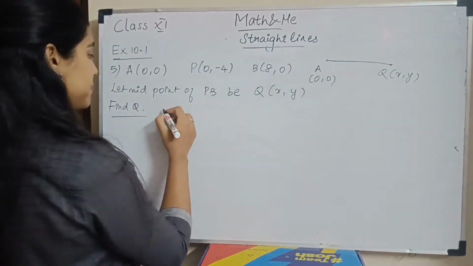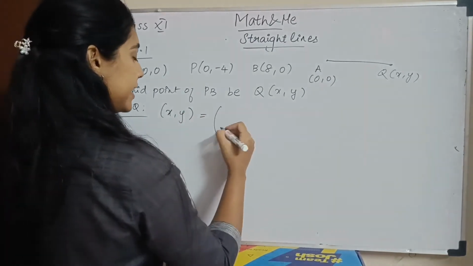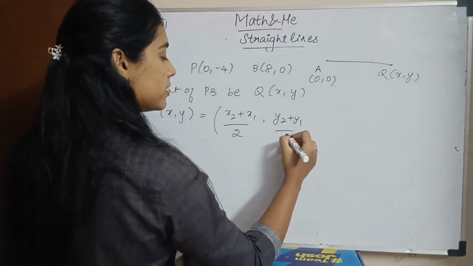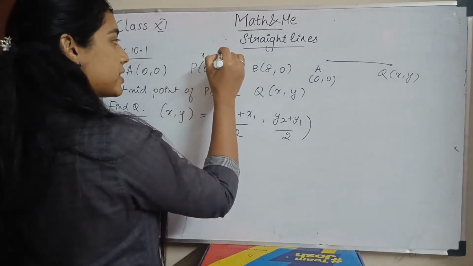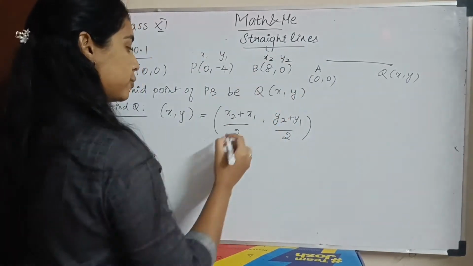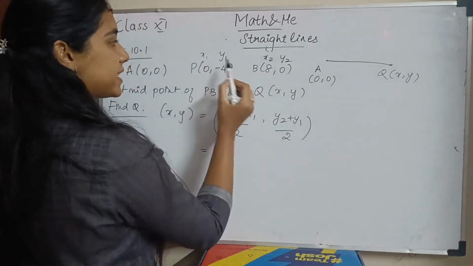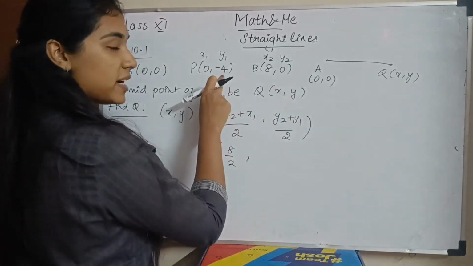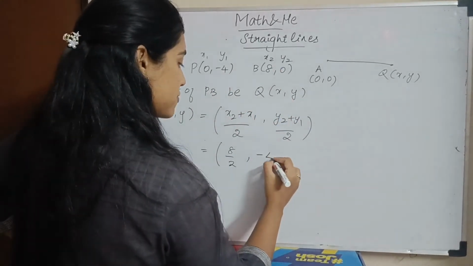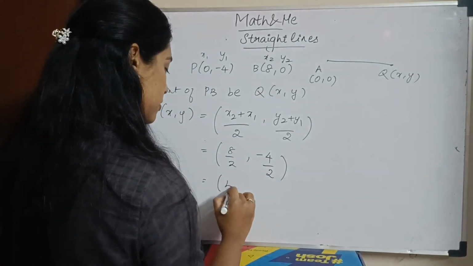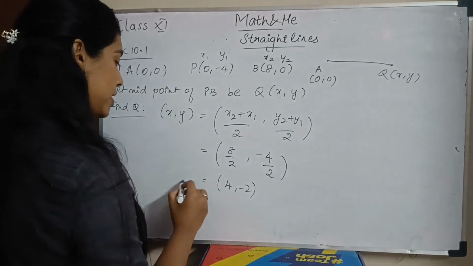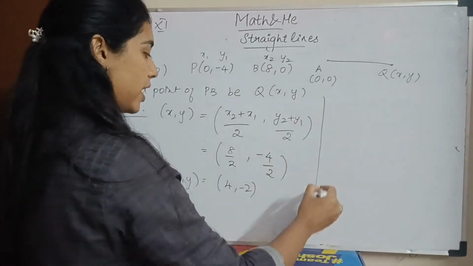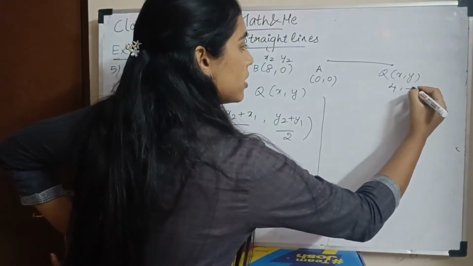What is the midpoint formula? The coordinates of x, y are (x2 plus x1) divided by 2, (y2 plus y1) divided by 2. So in this case, this is your x1, y1, x2, y2. So what do you have? x2 plus x1, 8 plus 0 divided by 2, y2 plus y1, 0 plus -4, which is -4. So it's -4 divided by 2. So what do you have? 4, -2. So this is the midpoint of P and B. Now you have Q, which is 4, -2.